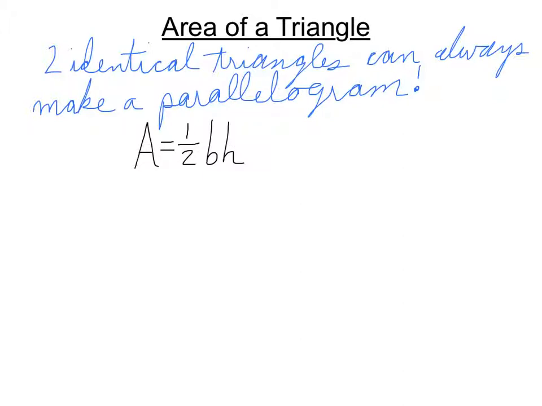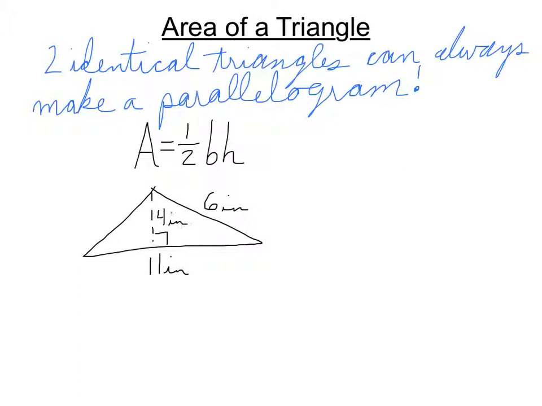So now we're going to take a look at some examples. So let's make a triangle that looks something like this. And I'm going to tell you that this side is 11 inches, and this side over here on the right is 6 inches, and this measurement here, which is not one of the sides of the triangle, is 4 inches.